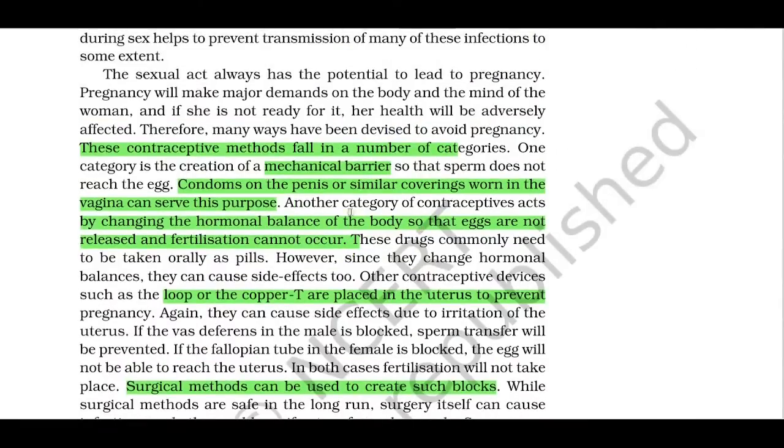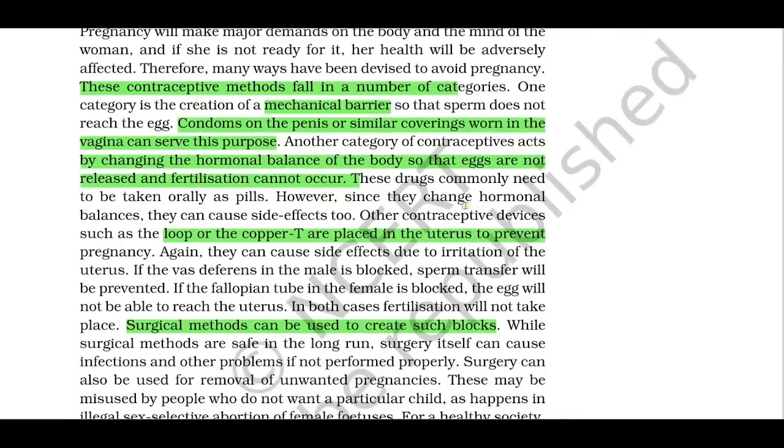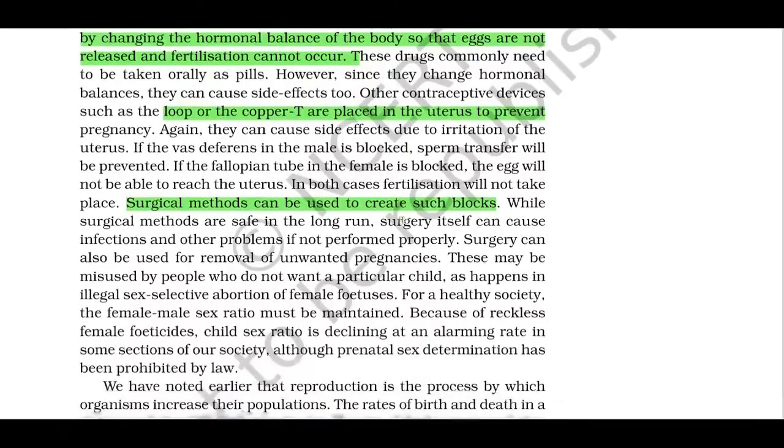So there are many ways to avoid pregnancy. One is by what? Mechanical barrier. Another by what? Hormonal balance, that is by chemicals. And also some contraceptive devices such as loop or copper T. And what we have is surgical methods, that is the blocking of vas deferens in case of male, fallopian tube in case of female.